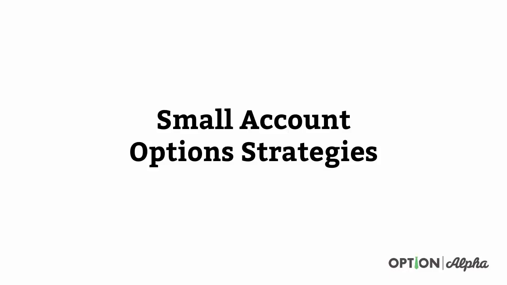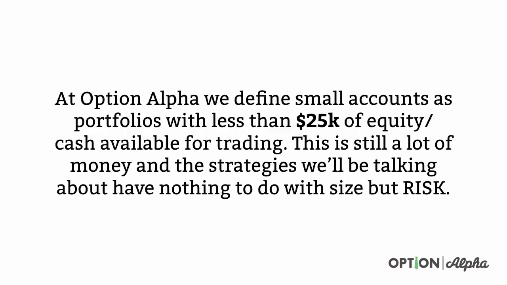In this video we're going to talk about small account option strategies and basically how you can use the money that you have in a smaller trading account to make the most of your options trading activities. So at Option Alpha, we basically define small accounts as portfolios with generally less than $25,000 of equity or cash available for trading. Now, this is still a lot of money, and we get that. And these strategies we'll be talking about have nothing to do necessarily with size, but just with controlling risk so that you have the best possibility of making money long term with your account until you either put more money in or start making more money trading.